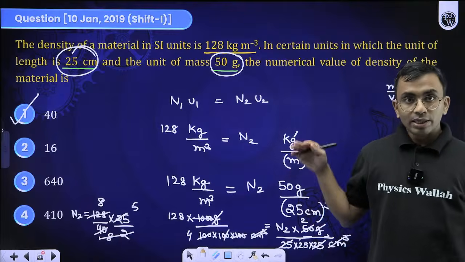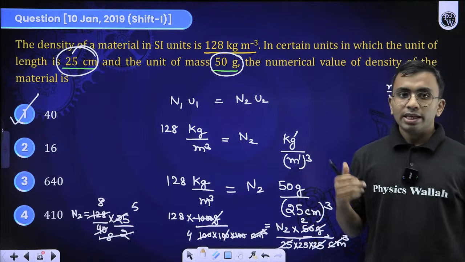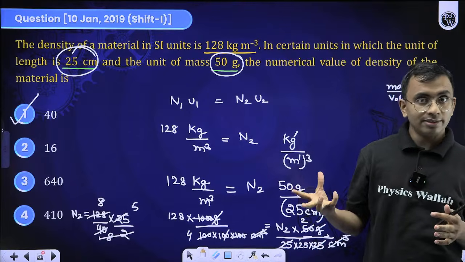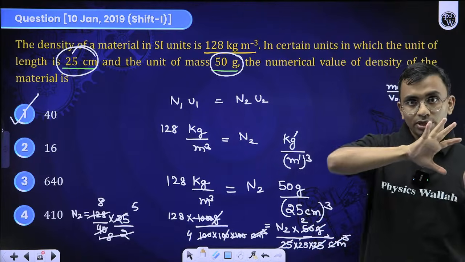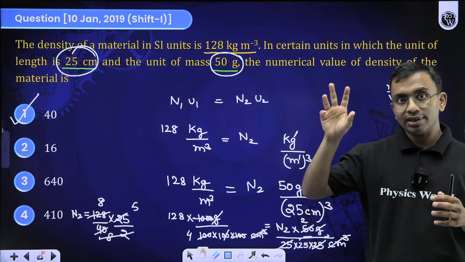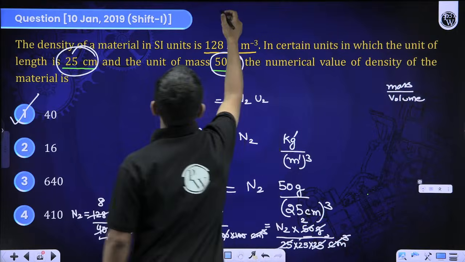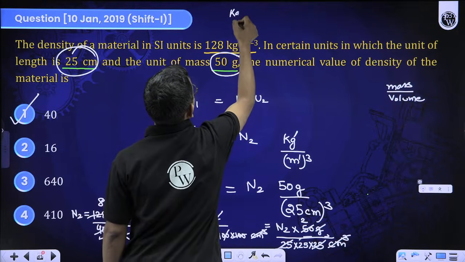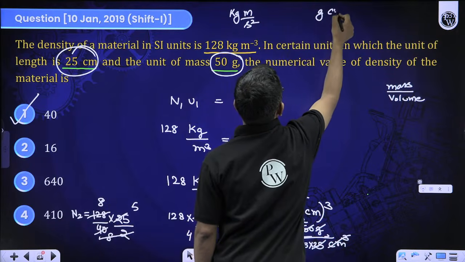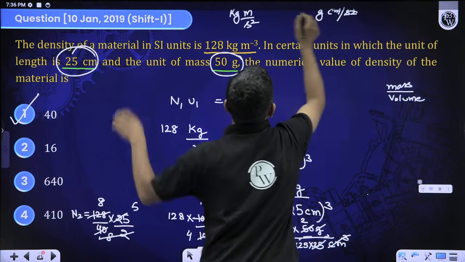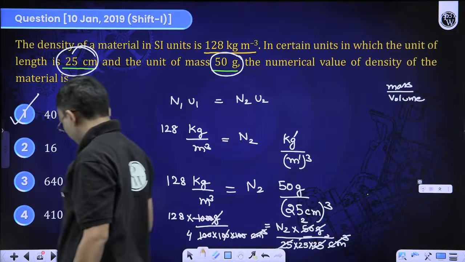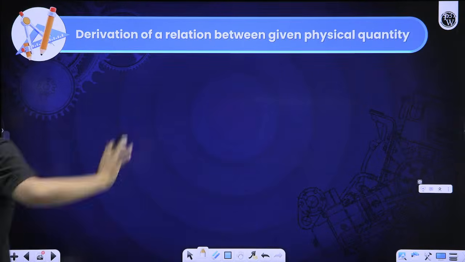So here there was a hypothetical system of unit. Sometimes they will ask you how you can convert 1 Newton into dyne. Dyne is the CGS system unit of force. In SI, force is kg meter per second square, and in CGS system that will be gram centimeter per second square. So then you have to accordingly find the two relations. That you can do. Just you have to do N1 U1 is equal to N2 U2.